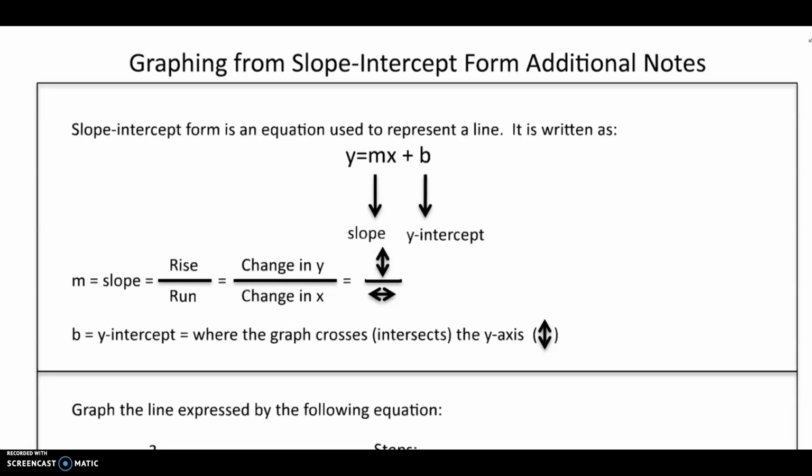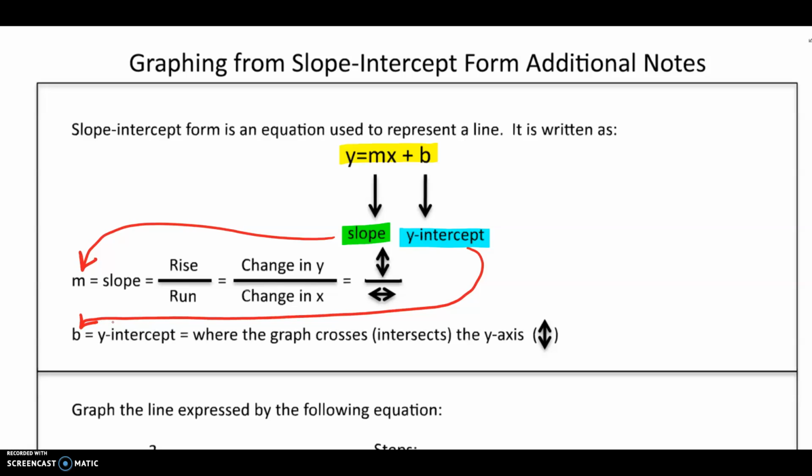Okay, so this first video has to do with pages 3 and 4 in your packet. So here we go. Last year you talked about the equation of a line being y equals mx plus b. That's called slope-intercept form because on one hand it has the slope, which we represent by m, and it also has the y-intercept, which we will represent by b.